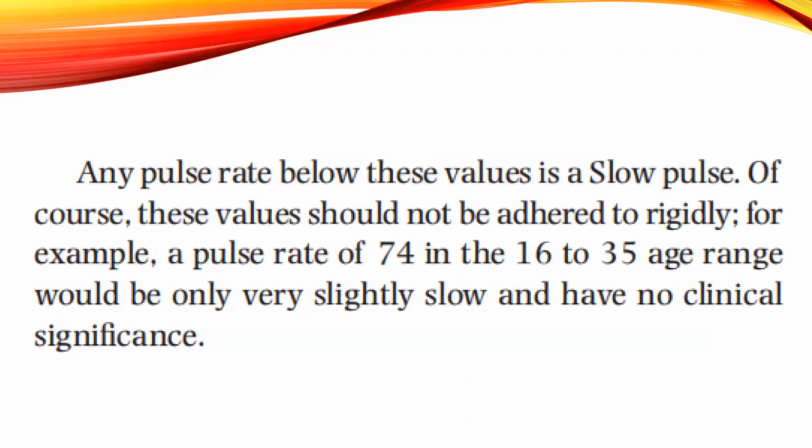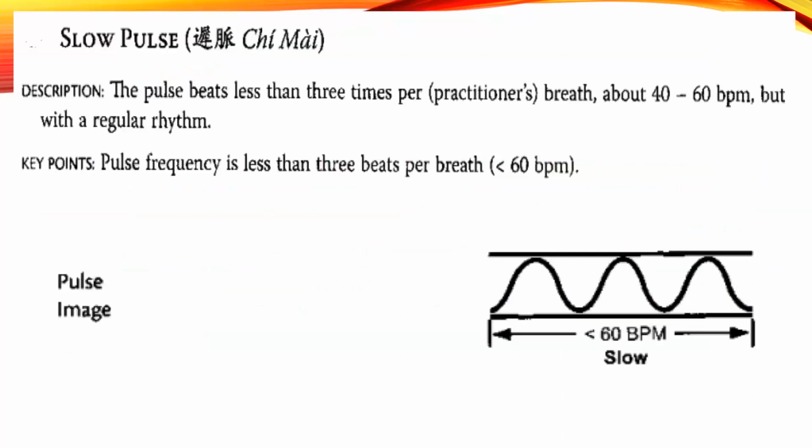Of course, the values should not be adhered to rigidly. For example, a pulse rate of 74 in the 16 to 35 age range would be only very slightly slow and have no critical significance. So, paalala lang po doon, syempre bago tayo mag-pulse, kailangan napahinga nyo yung pasyente nyo, ha? Yan. So, description po ng slow pulse.